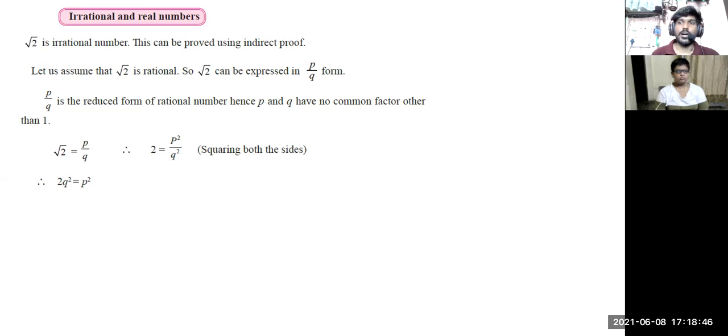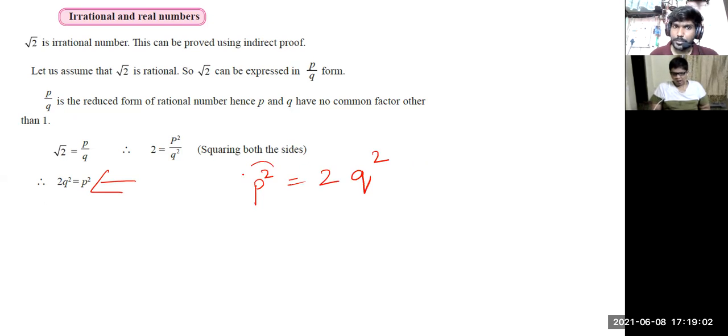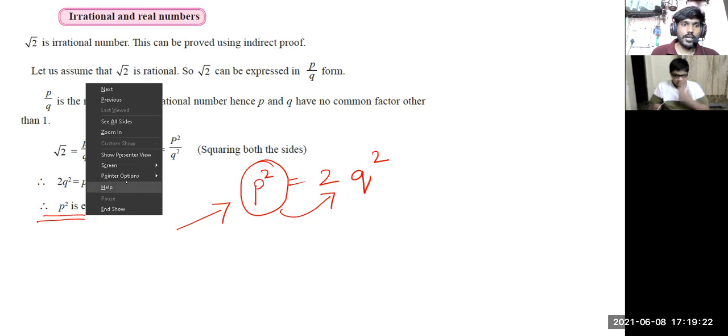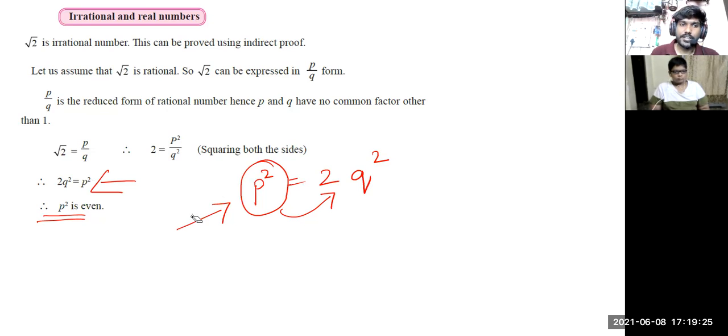Okay. Now, one thing to note, what I had told you about even numbers, they are multiples of 2. But now here, if you look at this equation carefully, you have p square is equal to 2q square. That means p square is a multiple of 2. So from here, what can you conclude? That p square is even. Therefore, p square is even. Clear up to here? Yes, sir.